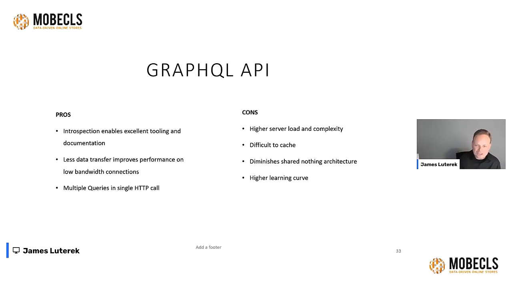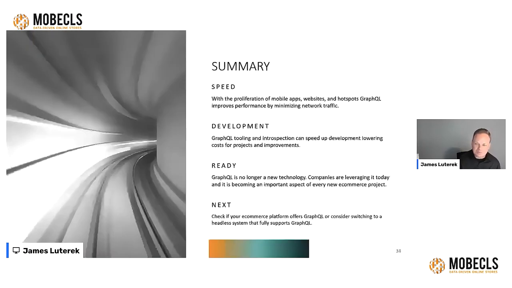It's difficult to cache. And if you're already going with a microservices approach, it does diminish that shared architecture. And it can be a higher learning curve. So oftentimes my recommendation is use GraphQL for anything customer facing. Anything where your customer is interacting, that's where you want GraphQL, because you want to enjoy that speed and you don't know their connection. If you're doing some things like background syncing, GraphQL is a great option, but it might make more sense to use a REST API if it's offered.